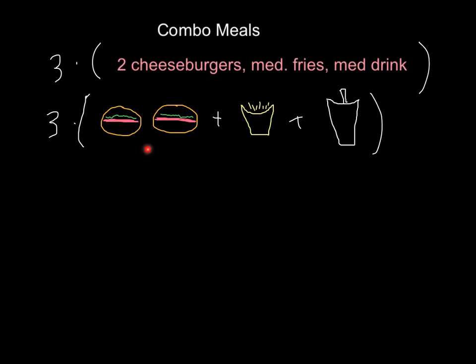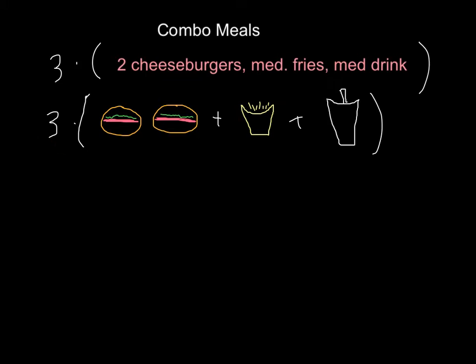2 cheeseburgers. Here's my 2 cheeseburgers. Couldn't really get a good brown, so I used a pink. Let's call them medium rare burgers. And a little bit of lettuce and the bun. Best I could do. And we have our French fries here, and we have our drink here. So each meal comes with 2 burgers, 1 fry, and 1 drink. And I'm going to order 3 of these.